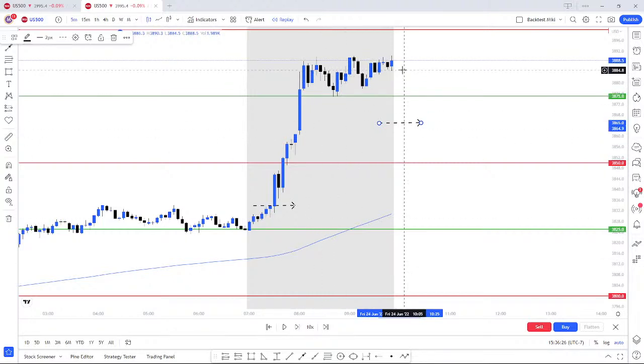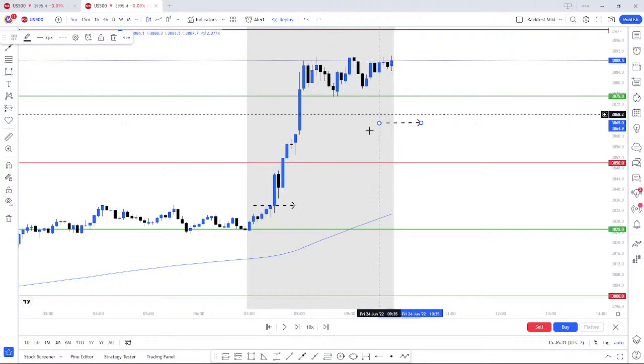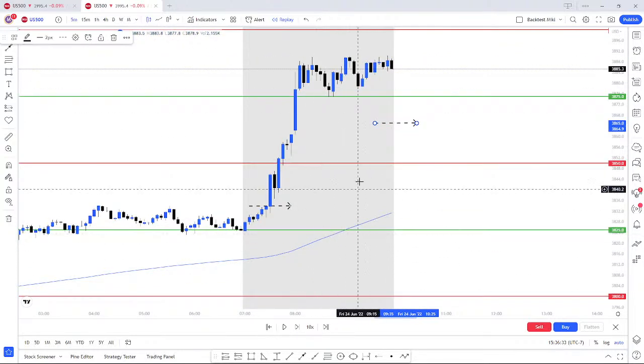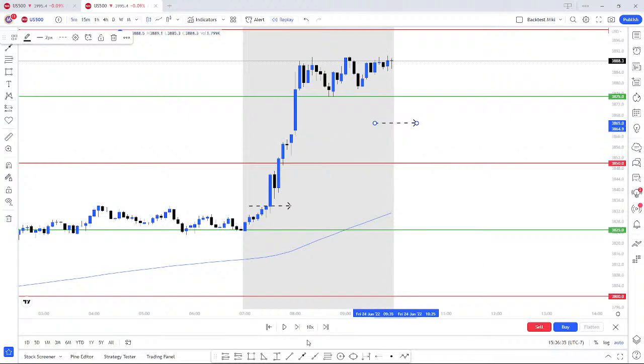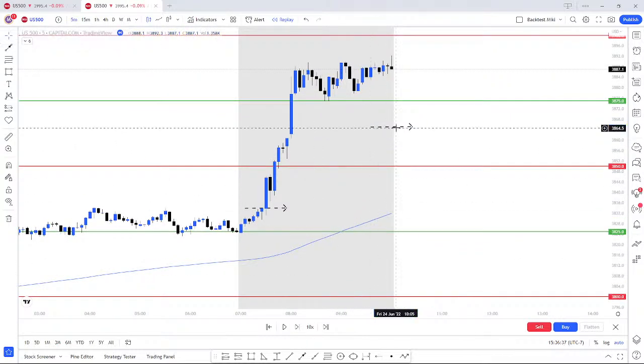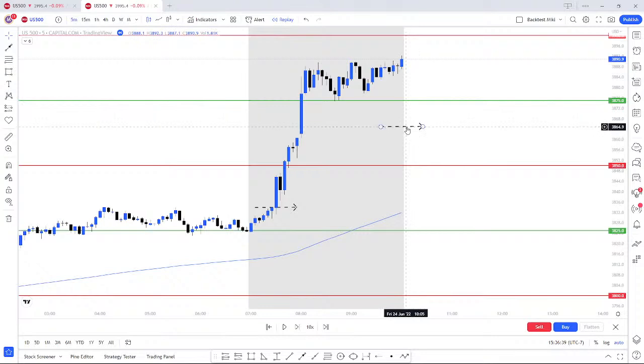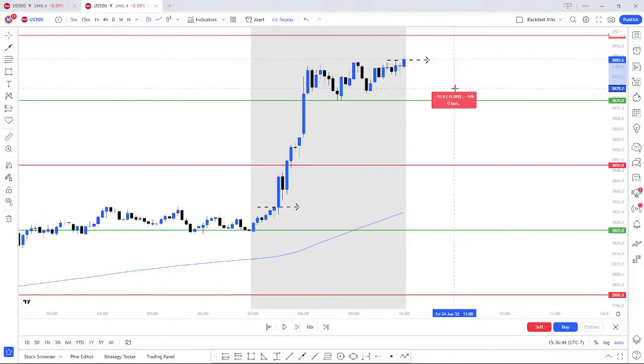Okay, now it's really forming a flag. Okay, so here, if he breaks, I'll take a trade and I'll risk down here. Okay, now that I'll take the break. Give me this. I'll take the break here. And my risk will be down here on this flag.